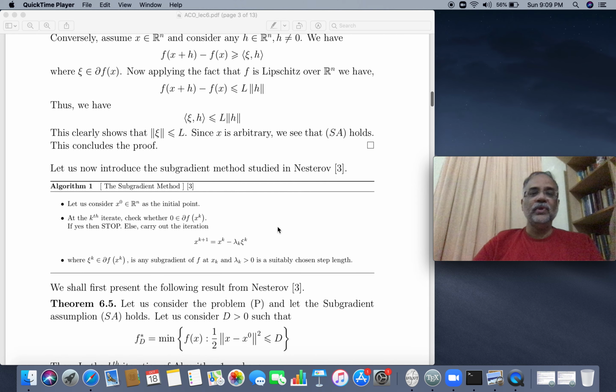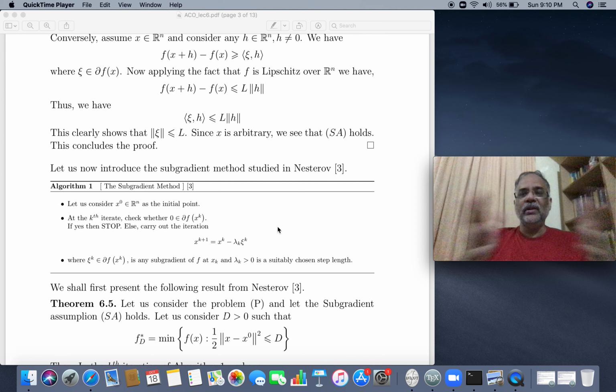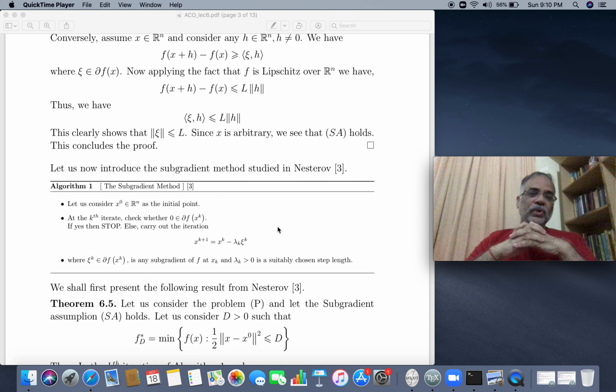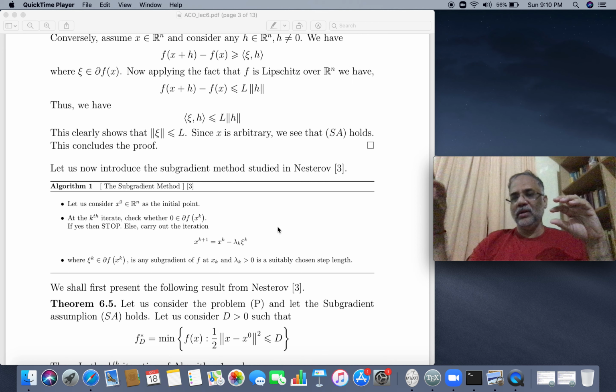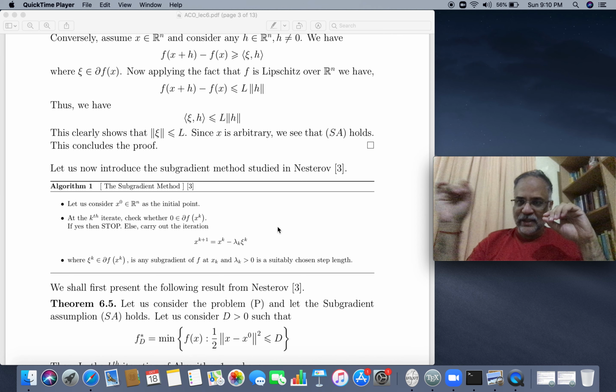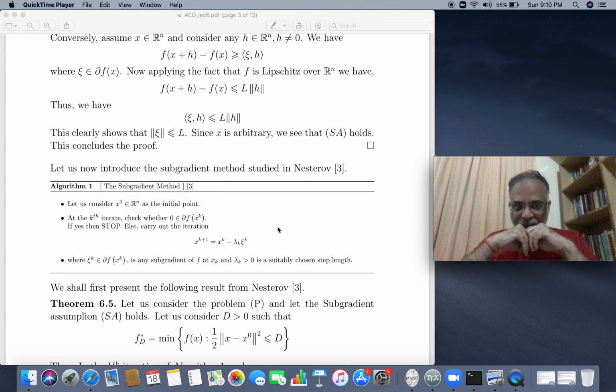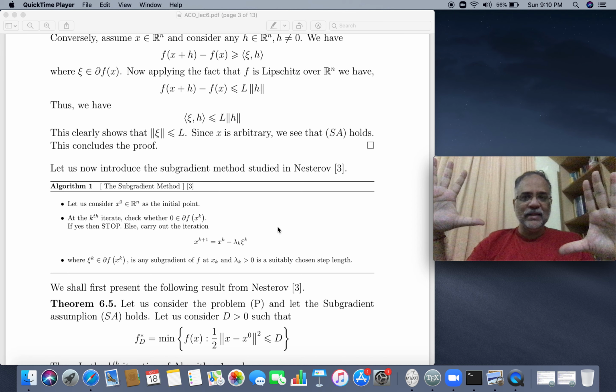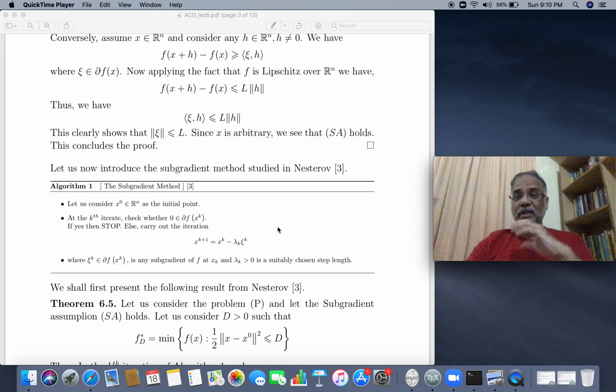This algorithm first appeared in Nesterov in 2009, but I have written it slightly differently because I had done a more detailed kind of analysis so that students can be helped. You will observe here that we are not going to talk about anything about step length. We will consider a starting point, and at every x_k, the kth iterate, we will check whether 0 is in del f(x). If it is not there, see, this is a very idealistic situation. I am checking 0 is in del f(x). I might not be able to check.